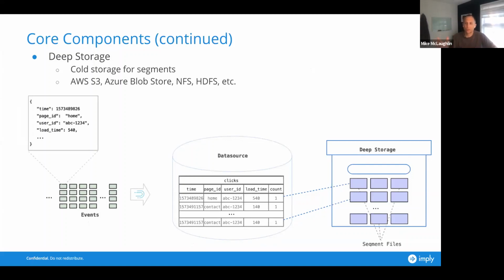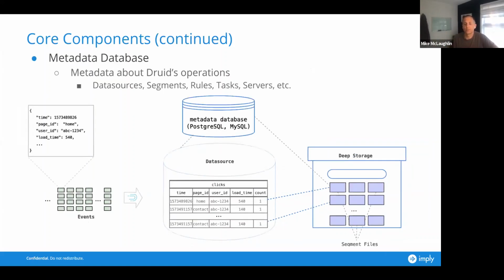And those shards are actually stored in what's termed a deep storage. This is basically a cold storage for segment files. Cold storage is traditionally something like HDFS or AWS S3, et cetera. We're not querying directly from there. Those segments are basically just stored there for backup. They're kind of a disaster recovery and cold storage location for the data.